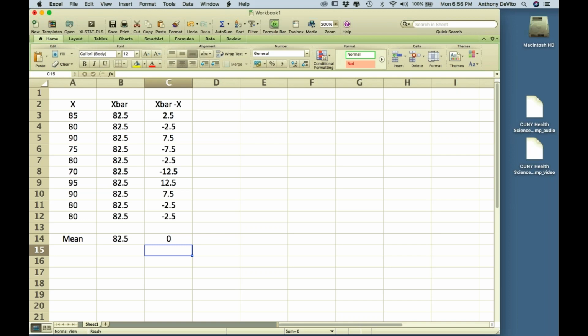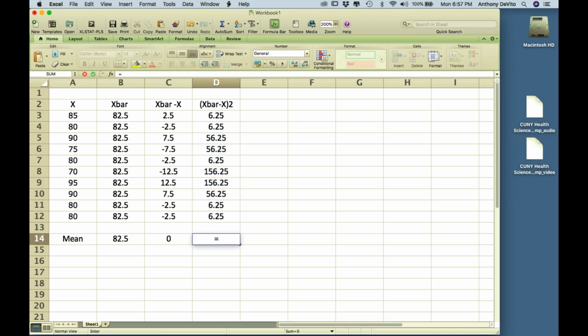I can't just add up the differences to get a measure of how variable each value is from the mean. So I need to do something to make these positive numbers. What can I do to X bar minus X to make it always positive? How about multiplying it by itself? I just take X bar minus X and square it. See what happens here: equals this times itself. I'm going to copy this down, and now I'm going to take the sum of that.